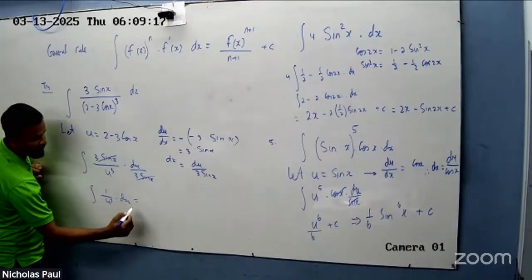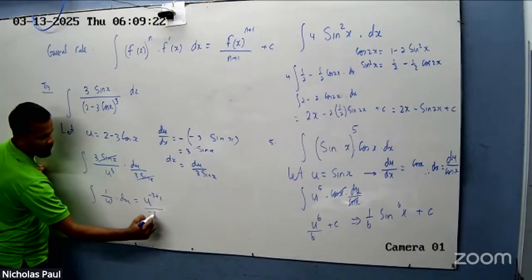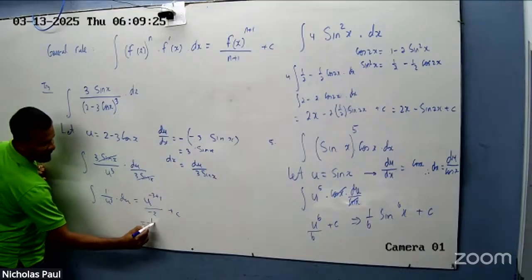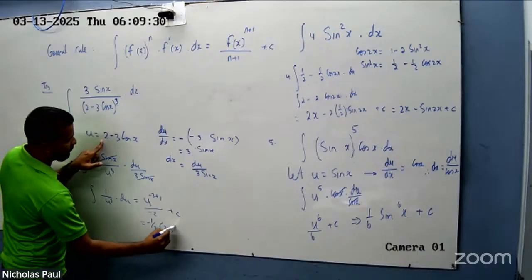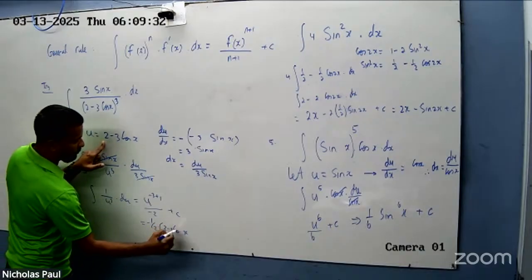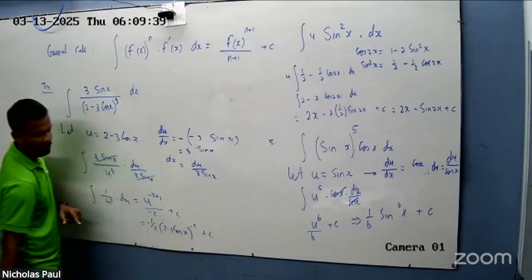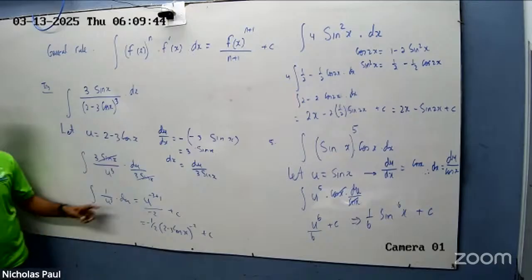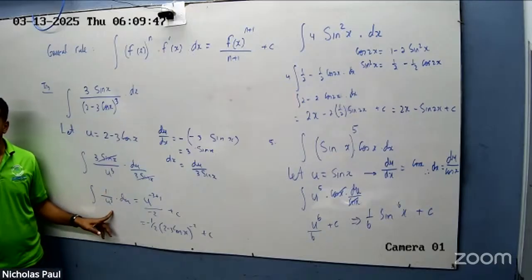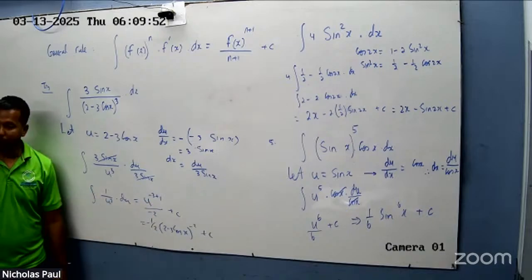When you reach here, you will get u to the minus 3, which is u to the minus 3 plus 1 over that, plus c. So your final answer is minus a half by u squared. Are you okay with that? So what I did here: I take up and I integrate this, minus 3 plus 1 over minus 2, plus c.